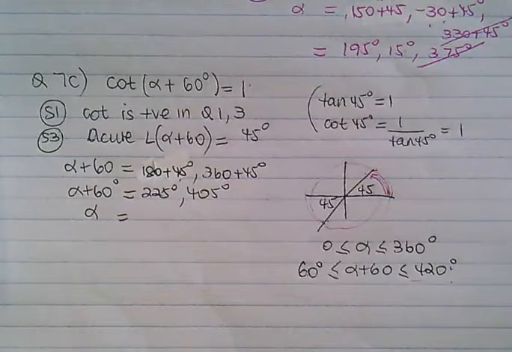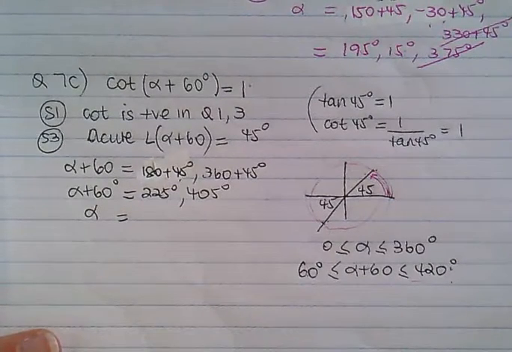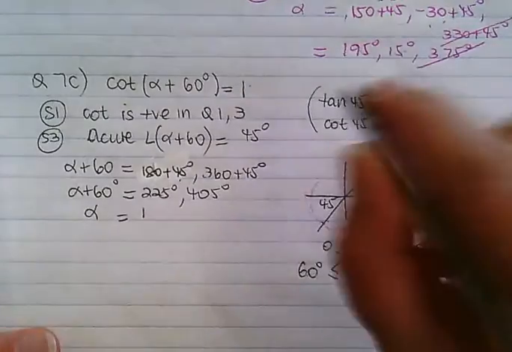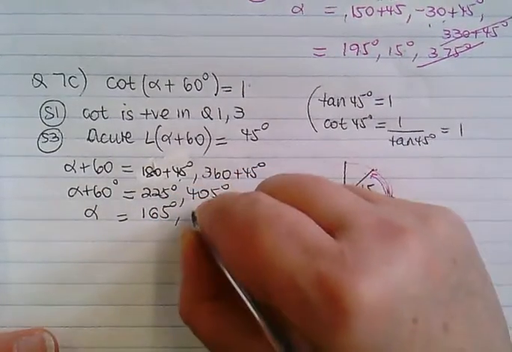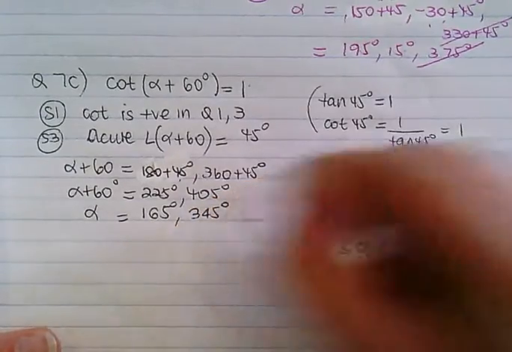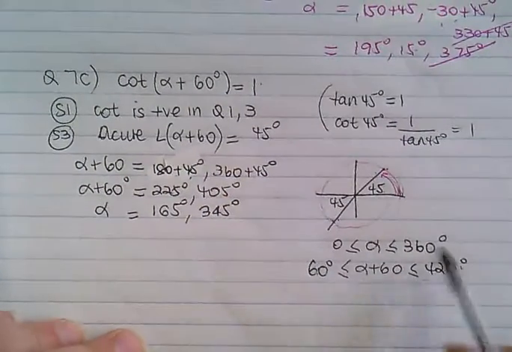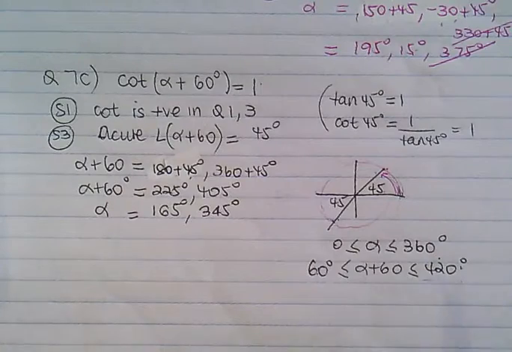Therefore, alpha is, what do I do to each of those values? Subtract 60. What's that? 165, I hope, and 345. Do they fit between 0 and 360? Yes.